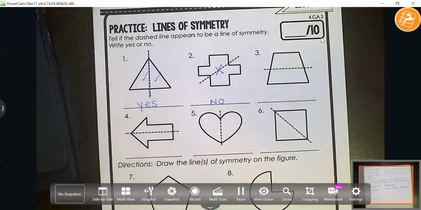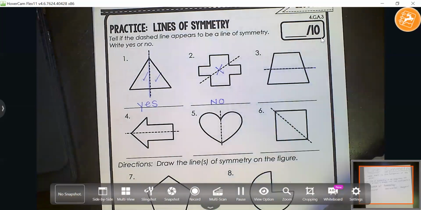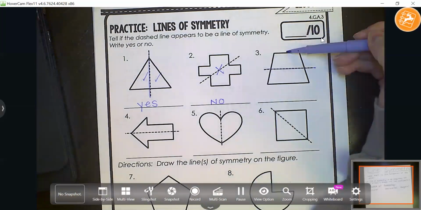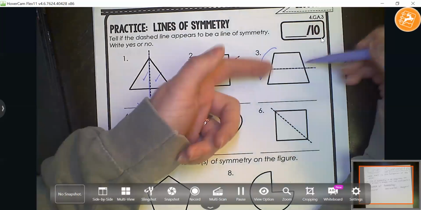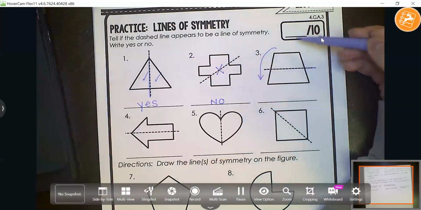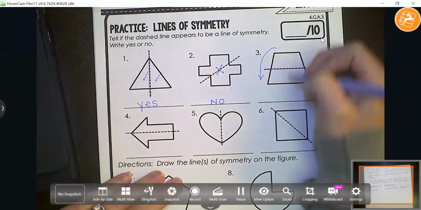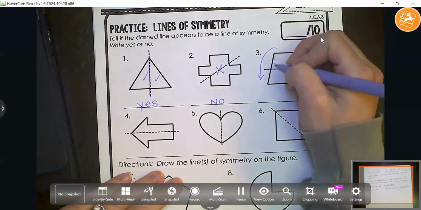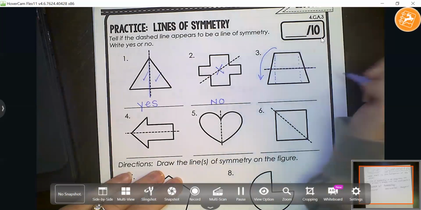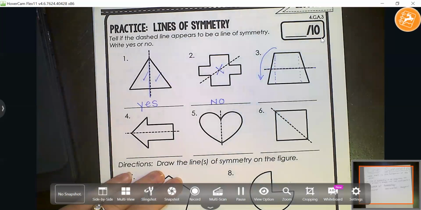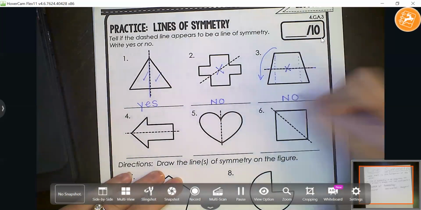All right, let's look at number three. It's got a horizontal line of symmetry. If I were to fold this top half down this way, because when we fold it, we fold over the line, would this top half match this bottom half? No, it would not, because look, this corner would end up meeting here, and this corner would end up meeting there. It would not match the corners at the bottom of the shape. So that is not a line of symmetry.